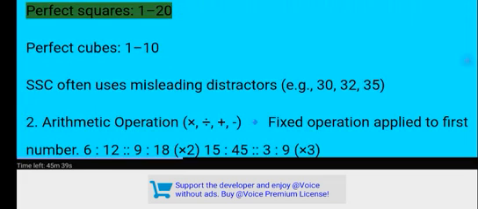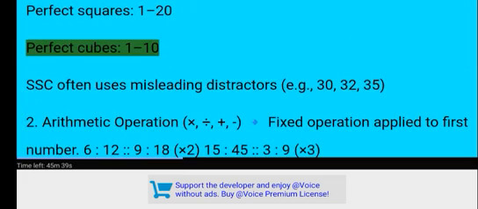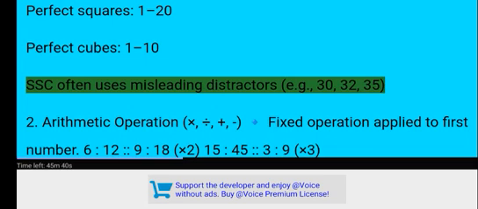Green square PYQ focus. Perfect squares, 1 to 20. Perfect cubes, 1 to 10. SSC often uses misleading distractors, e.g., 30, 32, 35.